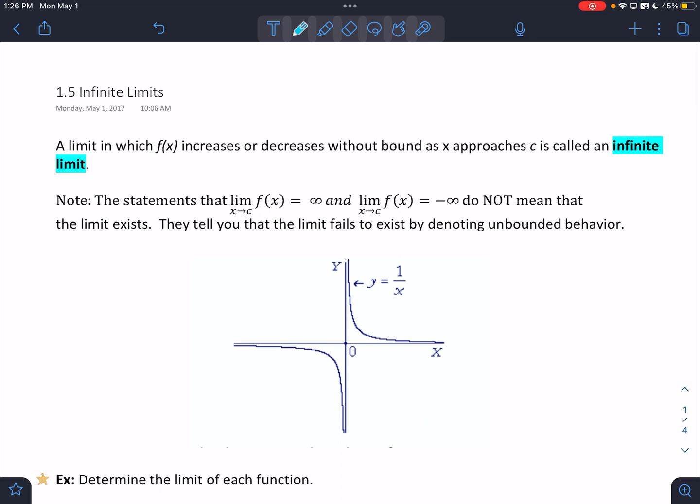The statements that the limit as x approaches c of f of x equals positive infinity and the limit as x approaches c of f of x equals negative infinity do not mean that the limit exists. They tell you that the limit fails to exist by denoting unbounded behavior. So when you see infinity and negative infinity, we're still interpreting that as does not exist. We're just going to give a slightly more specific does not exist answer, as in positive infinity or negative infinity. But it still means there is no limit. And in this one, we've got one going positive and one going negative, which is the double whammy of different left and right limits, and they're both unbounded. So we're going to talk about how infinite these limits are and which way they go.